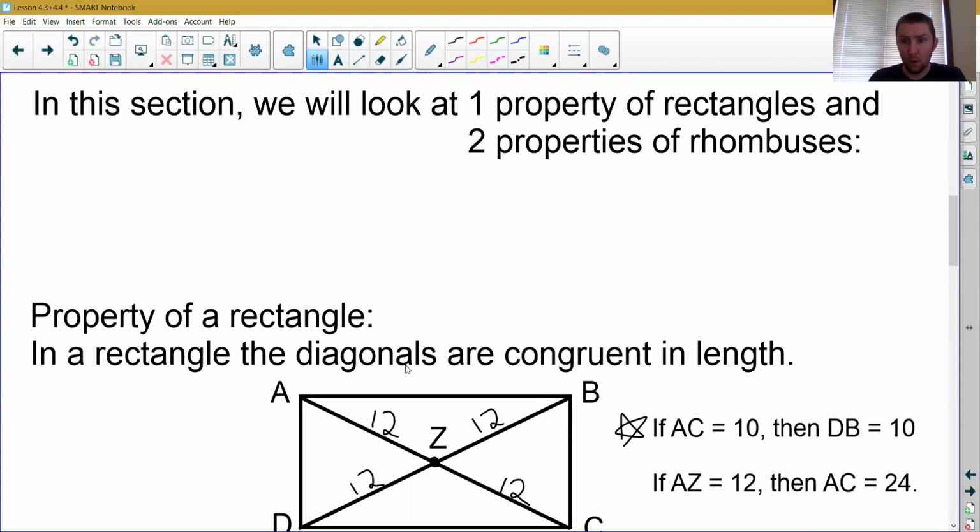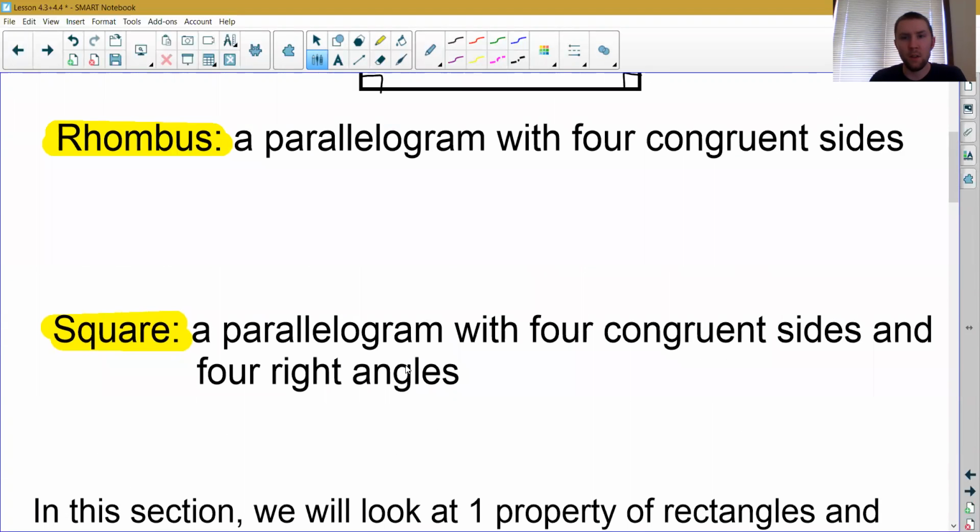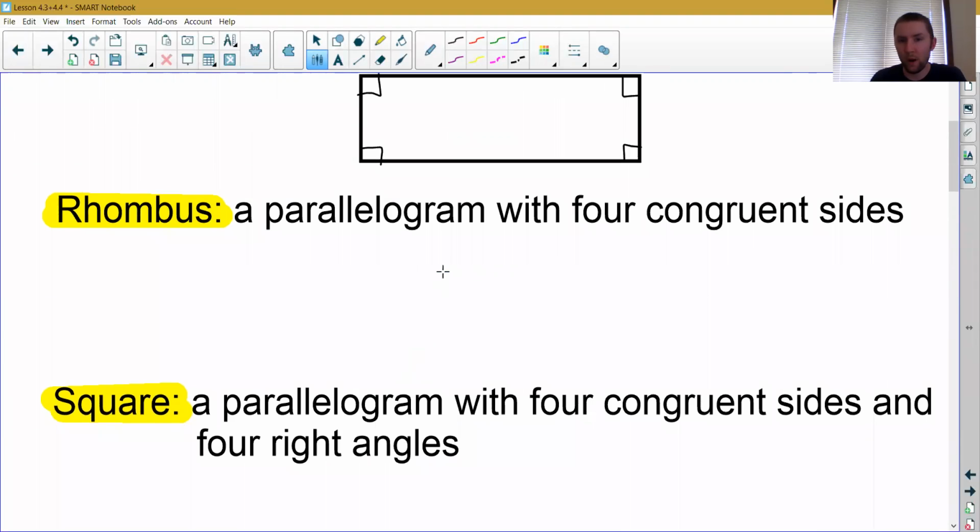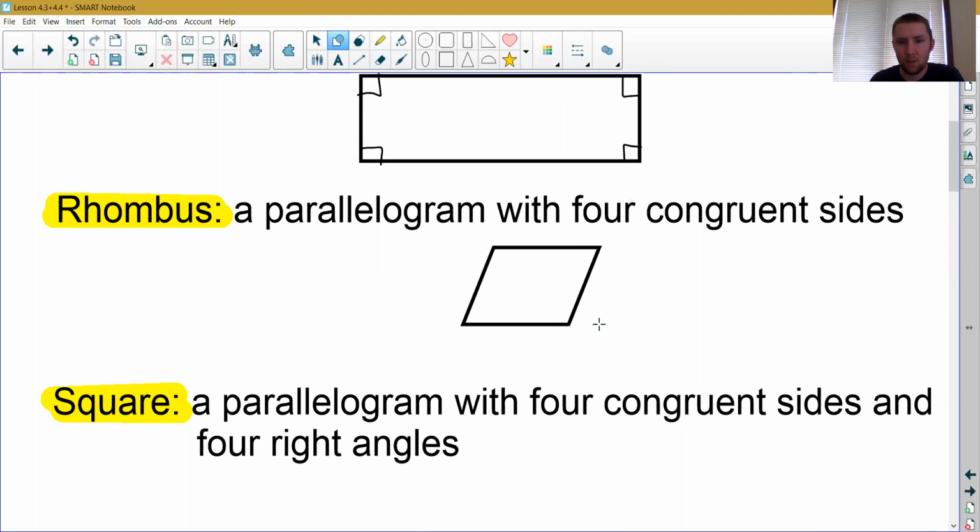Now, section 4-4 is about rhombuses and squares. Okay, and a rhombus is a parallelogram that has 4 congruent sides. So this one could be a little bit slanted, but it looks something like this, okay? Where this length is the same as this length, and it's the same as this length, and it's the same as this length, okay? Parallelogram with 4 congruent sides.